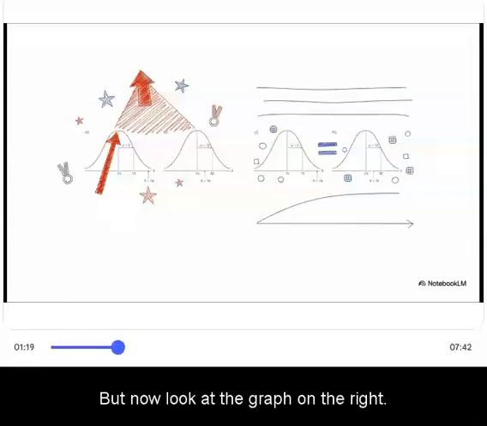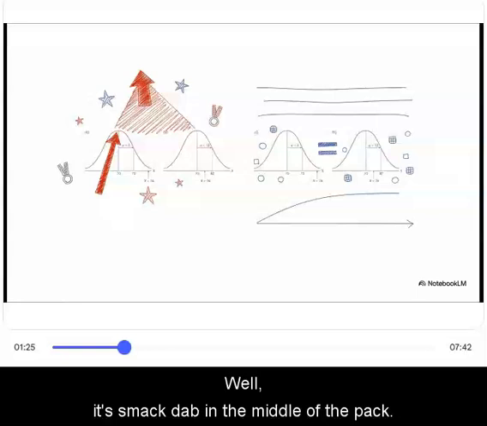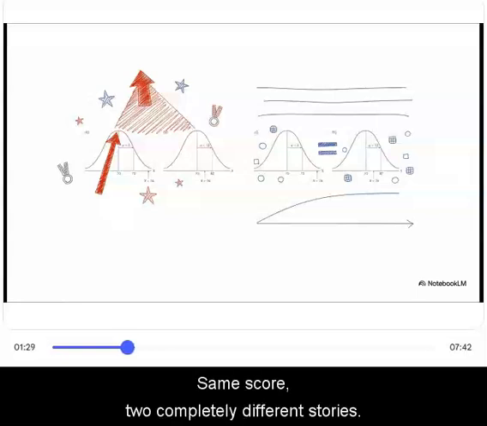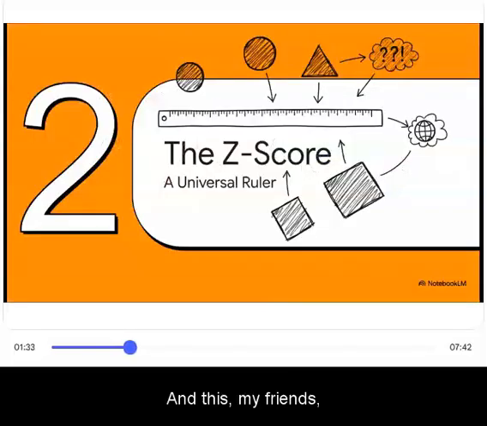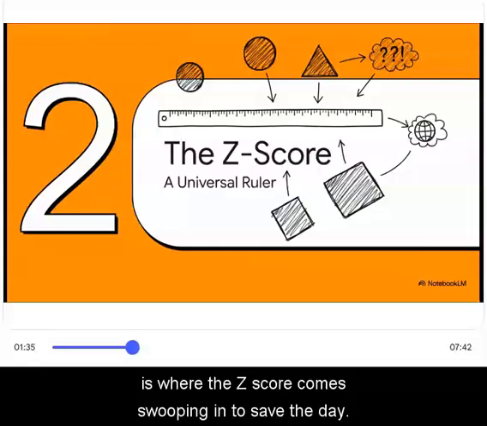But now look at the graph on the right. The scores are much more spread out. And that exact same 76 is, well, it's smack dab in the middle of the pack. It's totally average. Same score? Two completely different stories. And this, my friends, is where the Z-score comes swooping in to save the day.